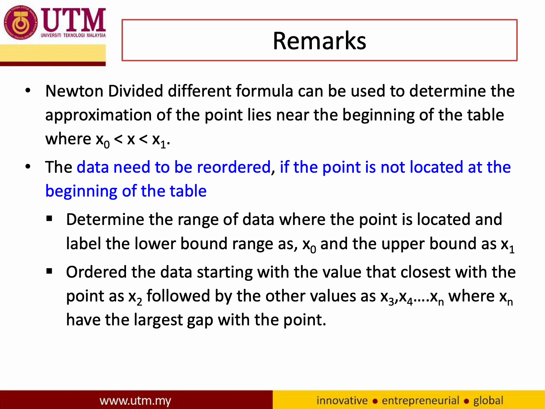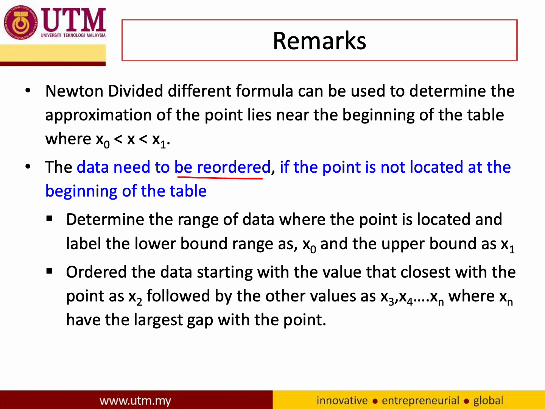What if they ask you for a point that is not located at the beginning of the table? It's different from our previous example. In the previous example, 1.0 was straight away the first number, and then the next one is 1.6. So they ask for 1.3. Basically, you can just do the table for Newton divided difference. If they ask towards the end or in the middle, you need to order the data.